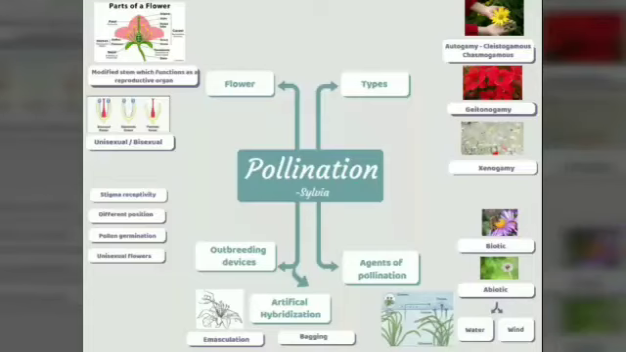Today let's talk about pollination. Have you ever wondered why bees are attracted to flowers? Flowers look beautiful and are fragrant, but there's a reason behind this. Flowers actually help plants to reproduce. Flowering plants have seeds, which carry the genetic information of the parents and develop into a new plant.